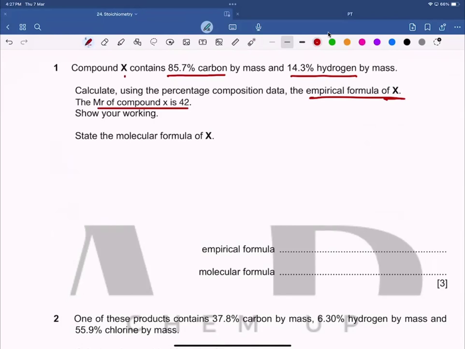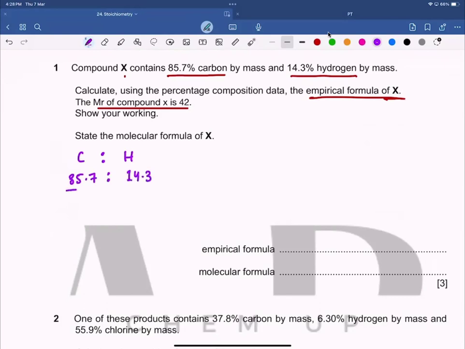So its MR is 42. Now, first we will calculate the empirical formula. How many elements are there in the compound? 2, carbon and hydrogen, right? 85.7% is carbon and 14.3% is hydrogen.